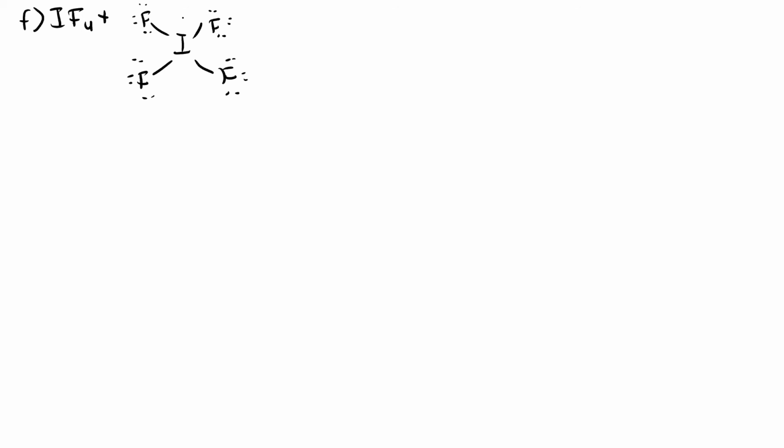So ada satu lone pair. So calculate formal charge untuk iodine. So iodine sini plus 1. 1, 2, 3, 4, 5, 6, 7 minus 6. So plus 1.